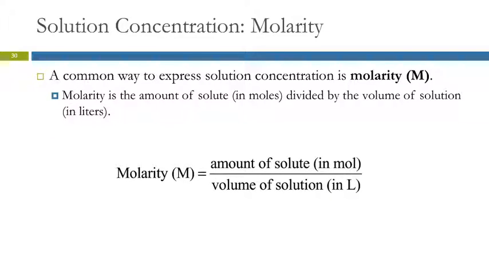Now we'll get to the numbers. So a common way to express solution concentration that chemists use a lot is molarity. Molarity, and the abbreviation is a capital M. It's important that that be a capital M because a lowercase m by itself is a meter, and we don't want to get those confused. Molarity is defined as the amount of solute in moles divided by the volume of the entire solution in liters. So the units end up being moles per liter, or capital M.